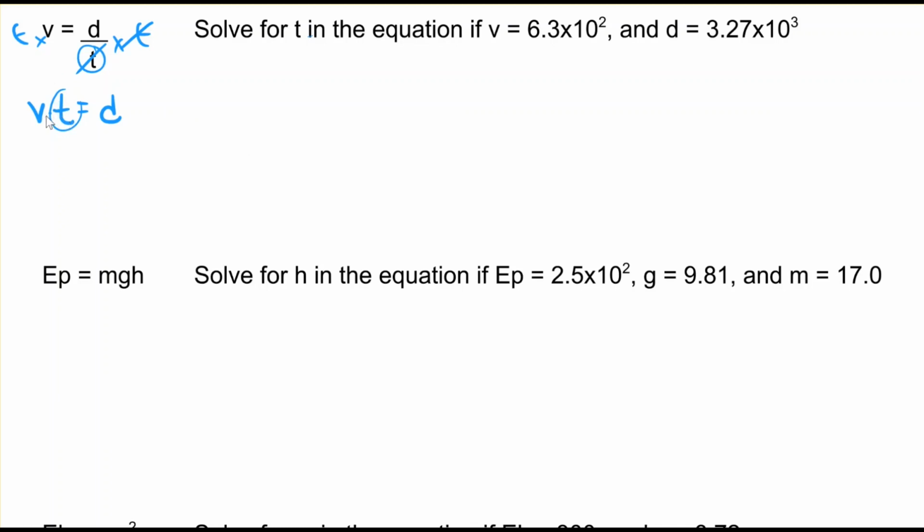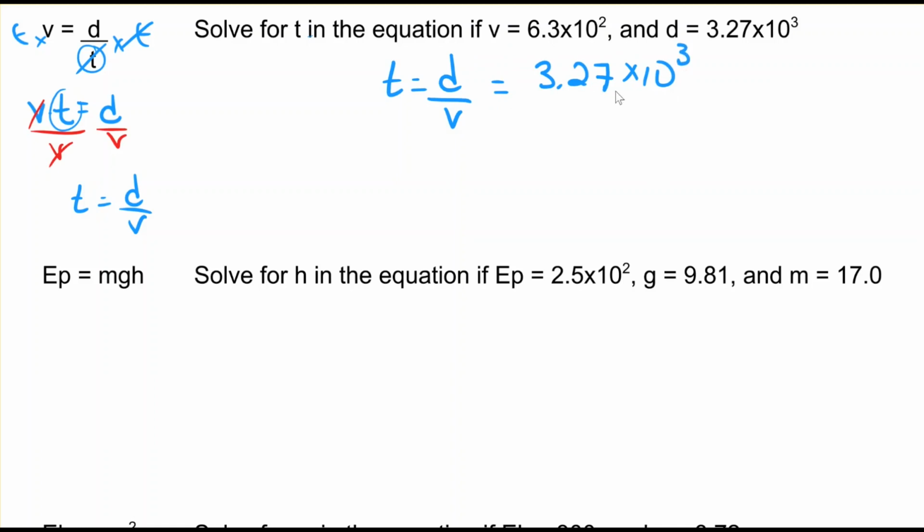So we want T and we're being multiplied by V. How do you get rid of multiplied by V? Well, you divide by V. So what we're going to do is divide by V, cancel, cancel, and we're going to get T equals D divided by V. Perfect. T equals D divided by V, and D is 3.27 times 10 to the power 3. On the bottom, 6.3 times 10 to the power 2.